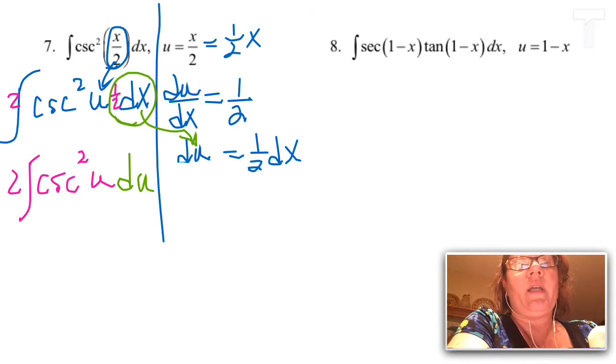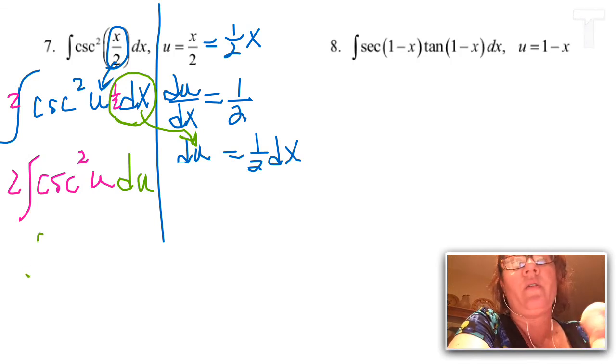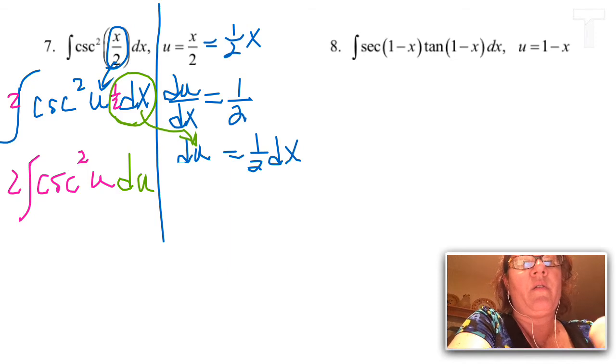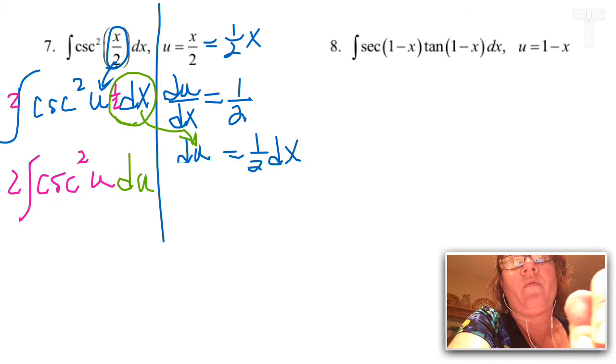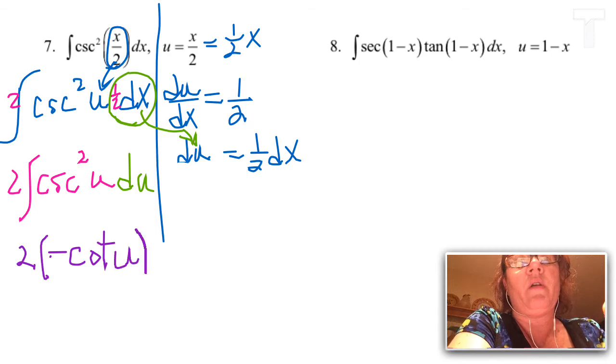And then I'm ready to take the antiderivative. So antiderivative of cosecant squared is negative cotangent. So I'm going to have 2, and then negative cotangent. Don't forget my vitamin C.